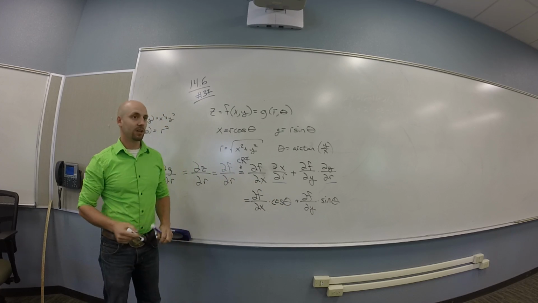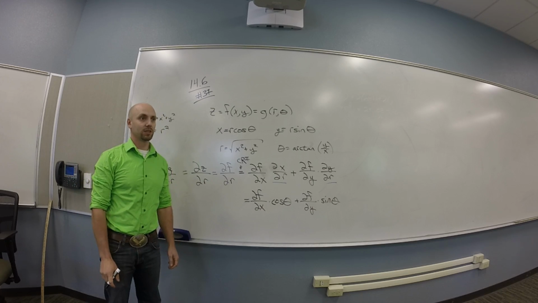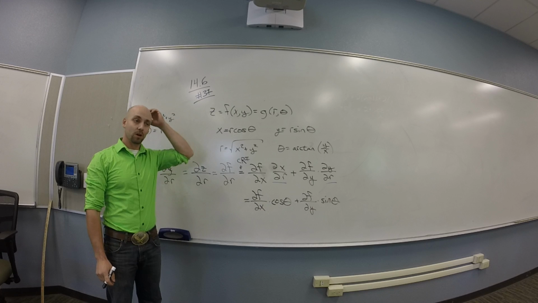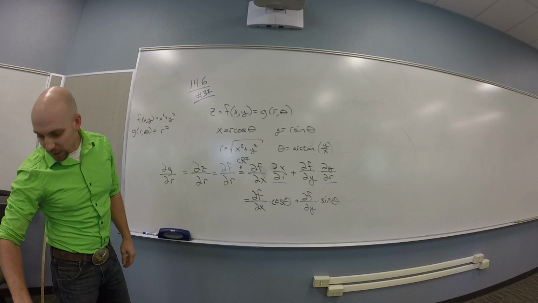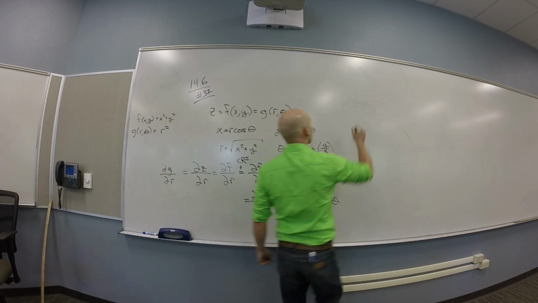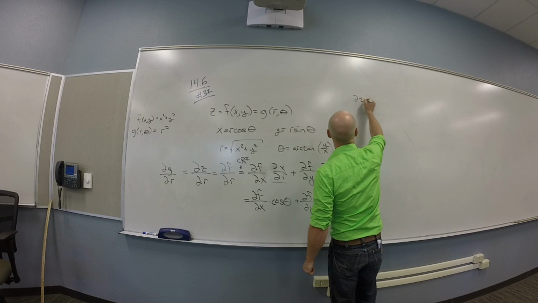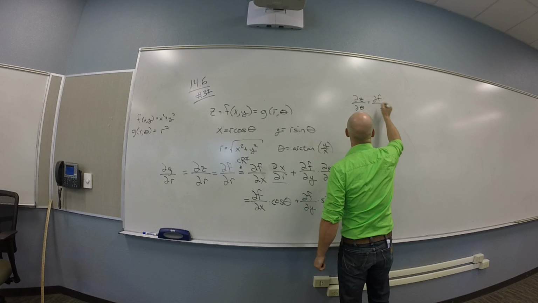So can we calculate the others? You guys want to see them, or should I leave that as an exercise? Is that enough to get you started? Were we also supposed to do the partial with respect to theta? Yeah, so we're actually supposed to do both of these. So let's do it. The partial of z with respect to theta then is the partial of f with respect to theta, right?